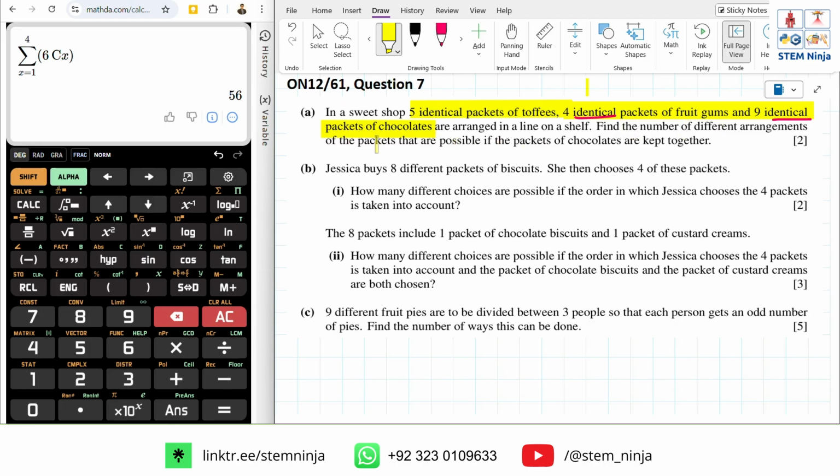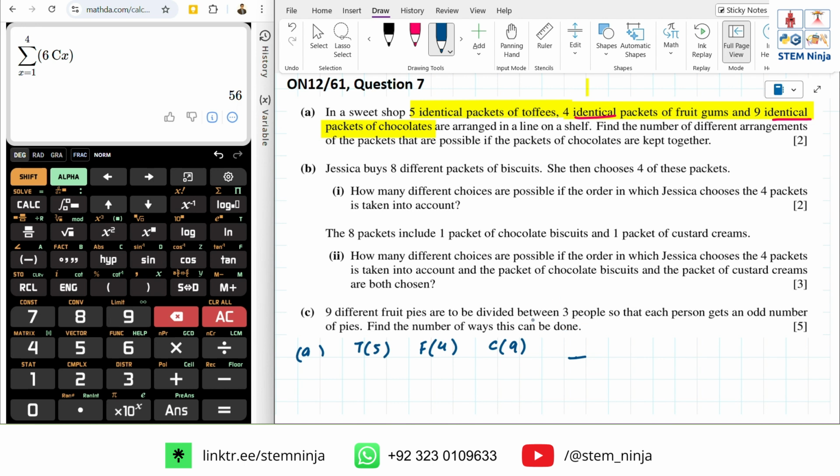Find the number of different arrangements of the packets that are possible if the packets of the chocolates are kept together. Now, remember, these are identical packets. So toffees, there are 5. Fruit gums, there are 4. And chocolates are 9. And chocolates we want to keep together. So we have 9 plus 9, 18. How many places would this become?